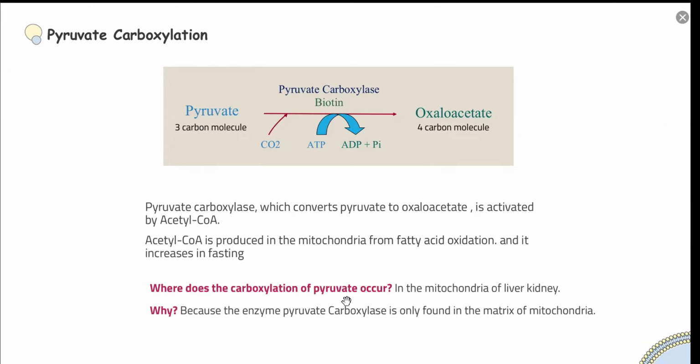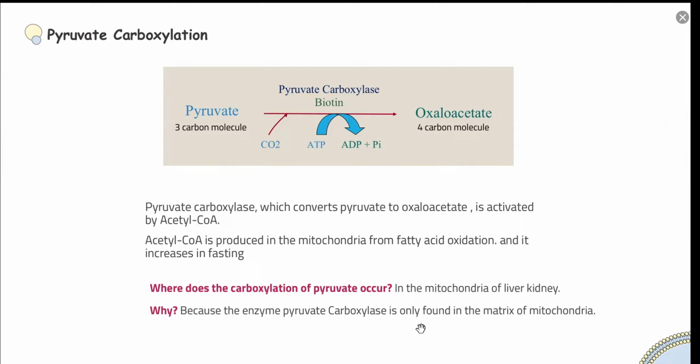But where does the carboxylation of pyruvate occur? This carboxylation of pyruvate to oxaloacetate actually takes place in the mitochondria of the liver or kidney. But why? Because the enzyme pyruvate carboxylase is only found in the matrix of the mitochondria. So it means that if there is no mitochondria, there would be no gluconeogenesis from pyruvate, unless from glycerol. But the mitochondrial matrix is very essential because it accommodates the pyruvate carboxylase enzyme. And of course, it is activated by acetyl-CoA.